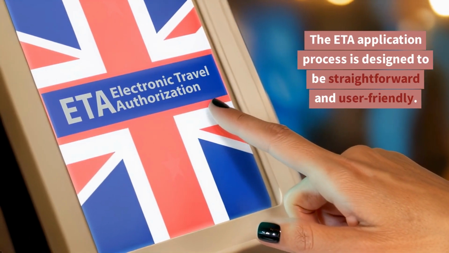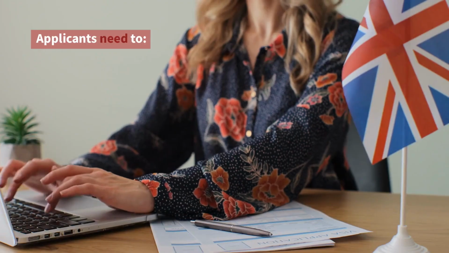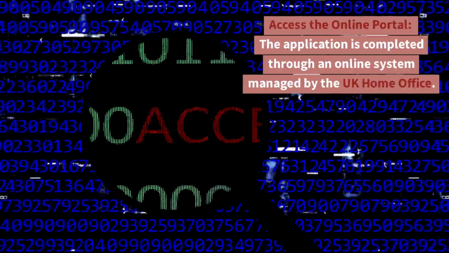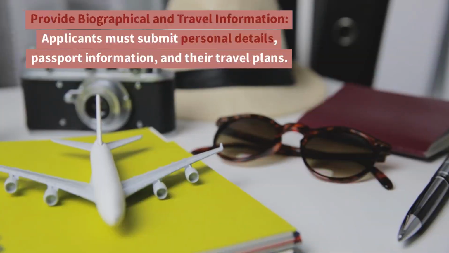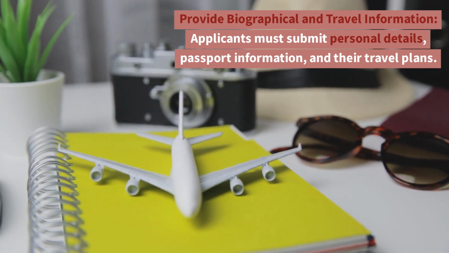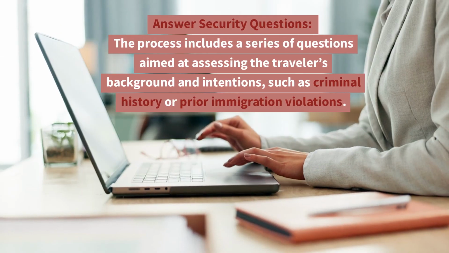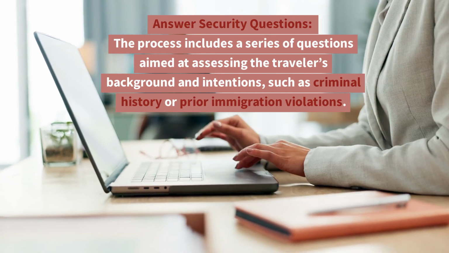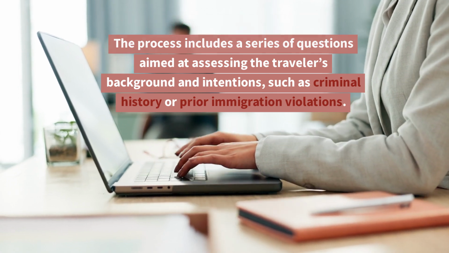The ETA application process is designed to be straightforward and user-friendly. Applicants need to access the online portal. The application is completed through an online system managed by the UK Home Office. Provide biographical and travel information. Applicants must submit personal details, passport information, and their travel plans. Answer security questions. The process includes a series of questions aimed at assessing the traveller's background and intentions, such as criminal history or prior immigration violations.